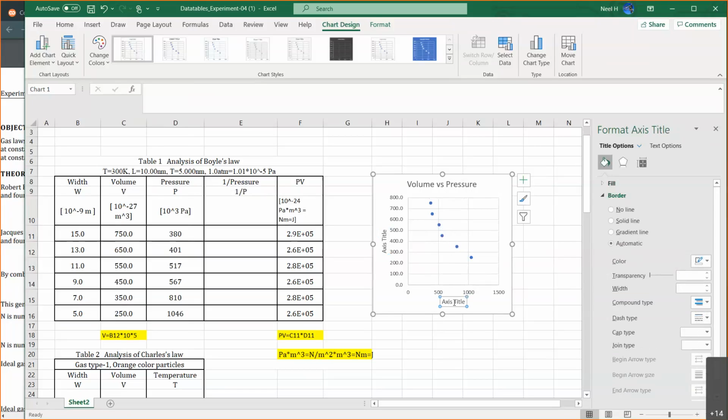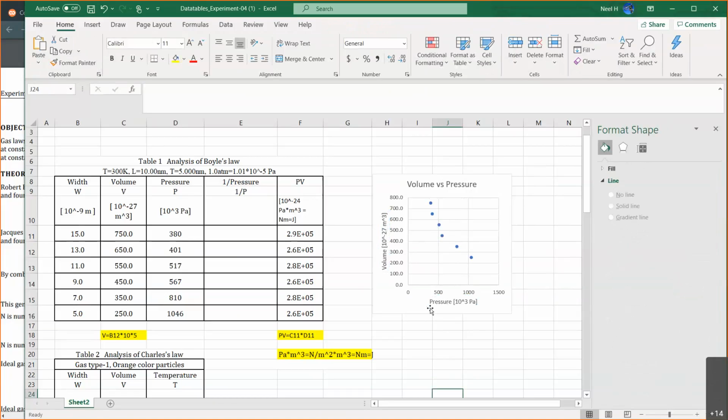Axis title horizontal is our pressure. Pressure we have 10 to the power plus 3, and then Pascal, the unit. Pressure and the unit. And your y-axis is the volume, and the unit for that is 10 to the negative 27 meter cube. Okay. Question.